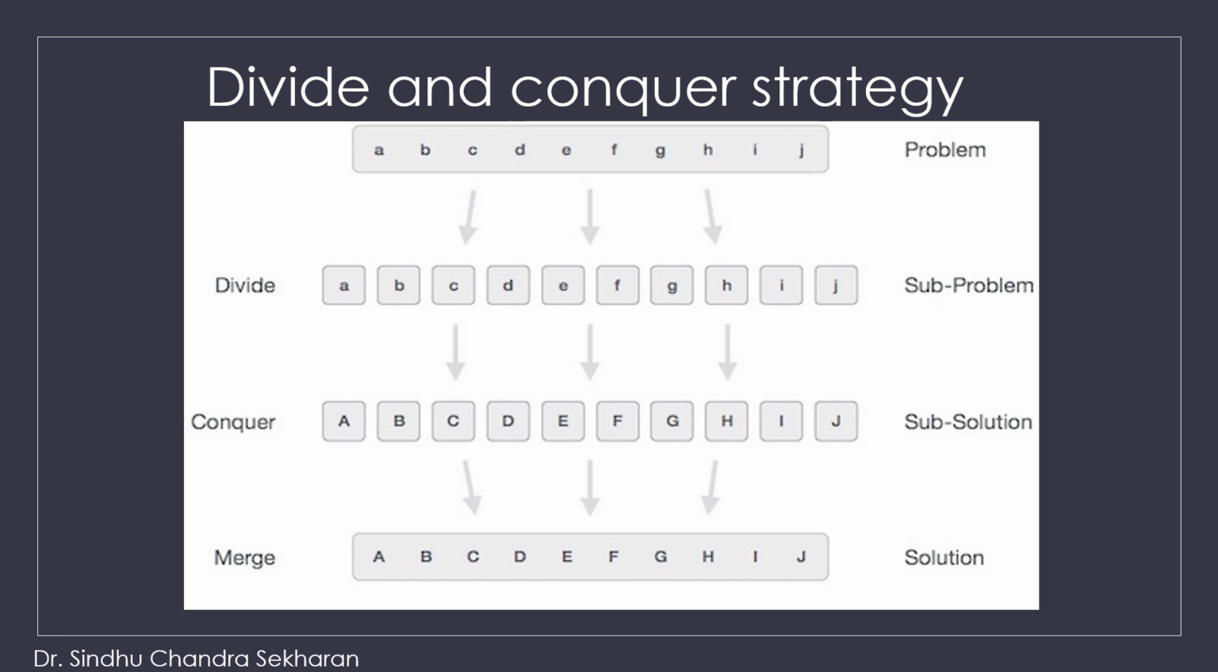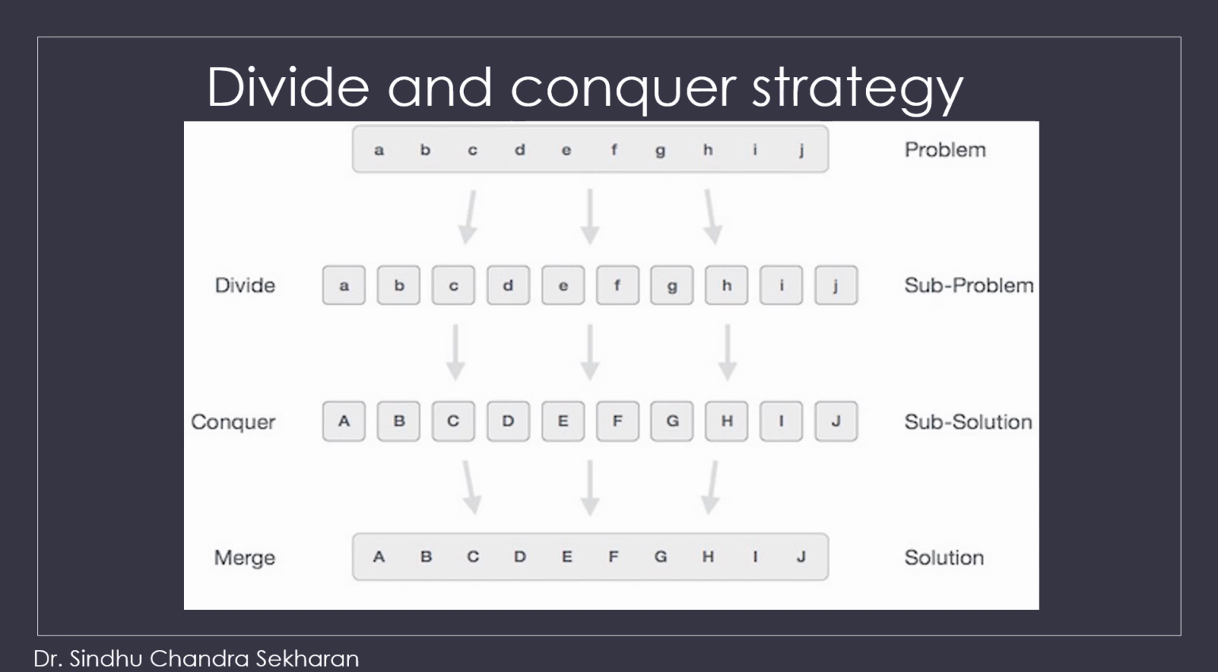So divide and conquer strategy is when we have a problem, we first try and divide it into sub-problems. Then we try to find the sub-solutions of those sub-problems. When we are done with finding the sub-solutions, we try to merge the sub-solutions into the solution. So it is basically divide, conquer, and merge the solution.